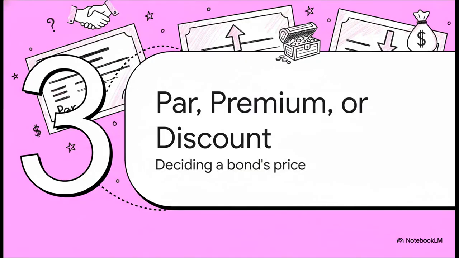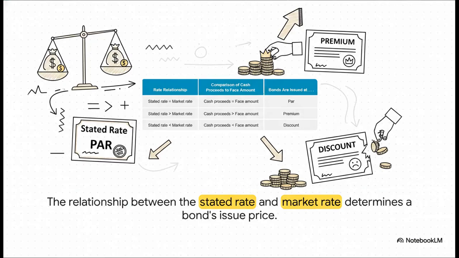This mismatch between the two rates forces one of three outcomes when a bond is sold. It'll either sell at its exact face value, which we call par, for more than face value, which is a premium, or for less than its face value, a discount. And this chart just lays it out perfectly. If the stated rate on the bond is the same as the market rate, great. The bond sells at par, its exact $1 million face value.